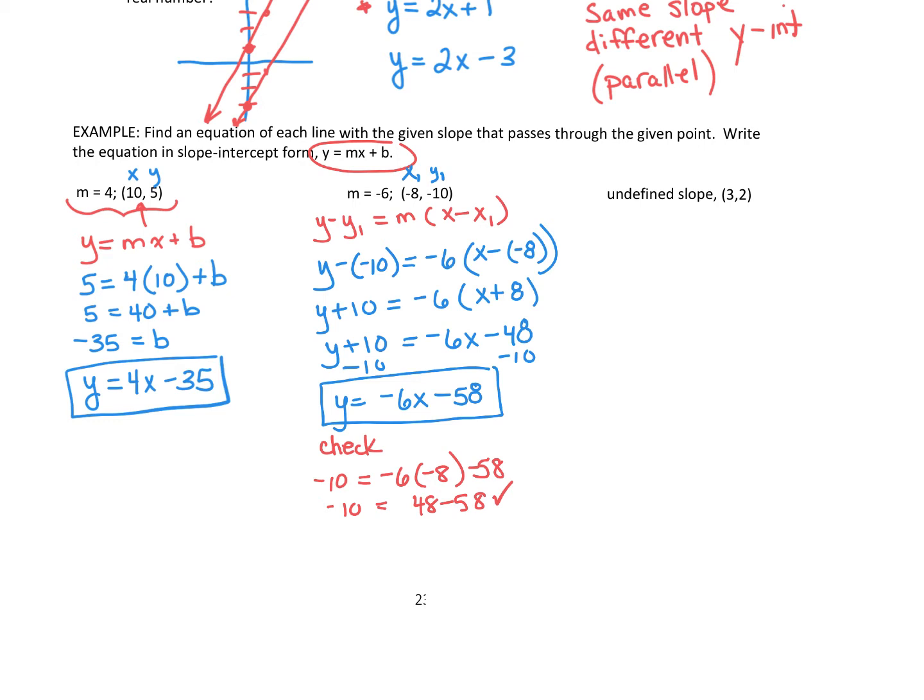The last example here says undefined slope. So remember, based on what we did just before, an undefined slope is a vertical line, and it goes through the point 3, 2, right here. And you should ask yourself, what axis does this cross? And it crosses the x-axis at 3. So in this particular case, our equation for our line is x equals 3. And that is all that we need for that one.